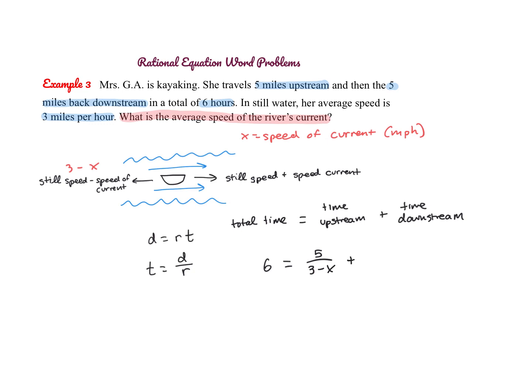And then the time downstream, well, it's the same distance. So the distance, and we have to do divided by the rate. So her rate going downstream is going to actually be 3 plus x. So that 3 miles per hour of her still speed plus the current speed, which is kind of pushing her forward and making her go faster. So 5 over 3 plus x.